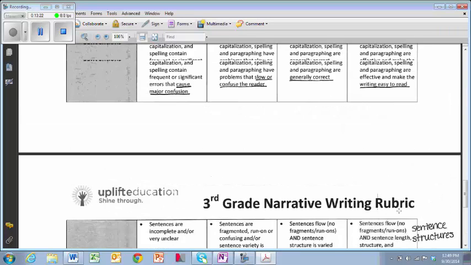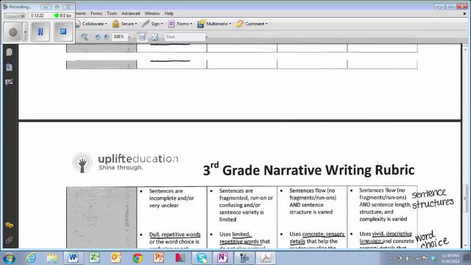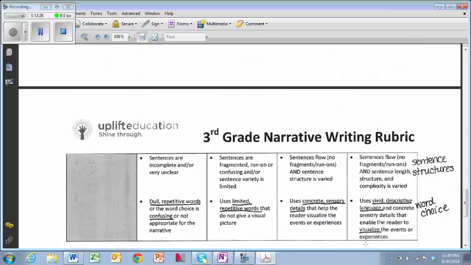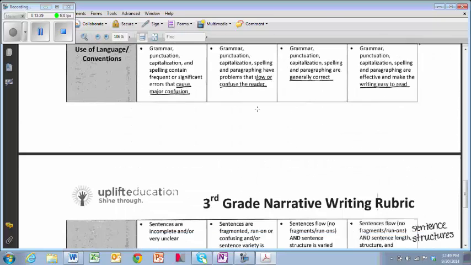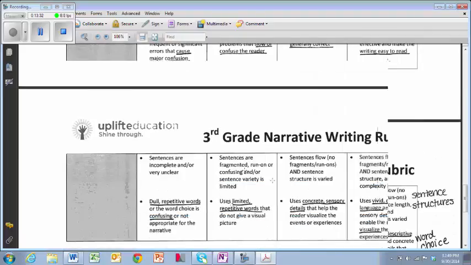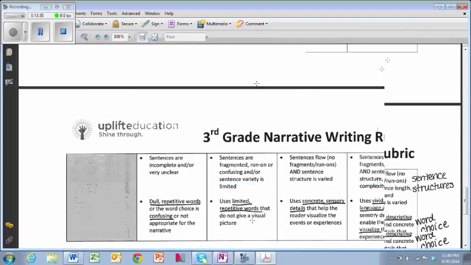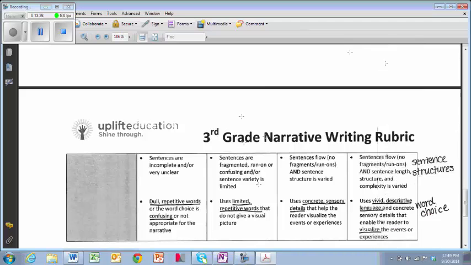And so for the use of language, since you have 3 bullet points in here, what you really want to do is see where they typically are. So they may have done really good with grammar, but maybe on the other 2 they're at a level 2. Since they're generally at a level 2, you would knock it down to a level 2.